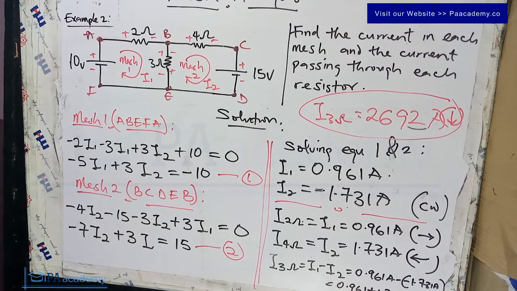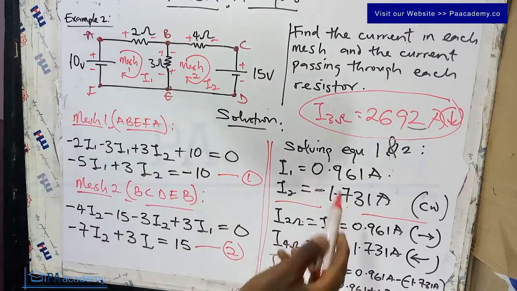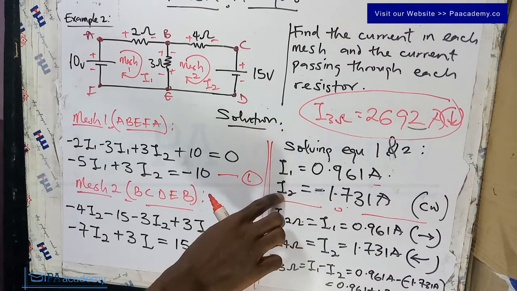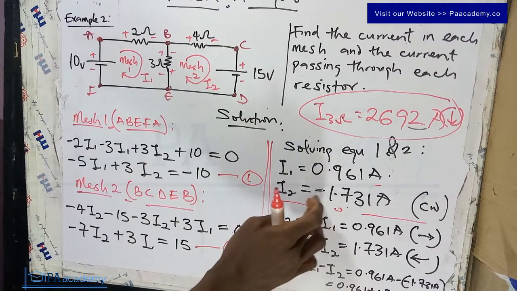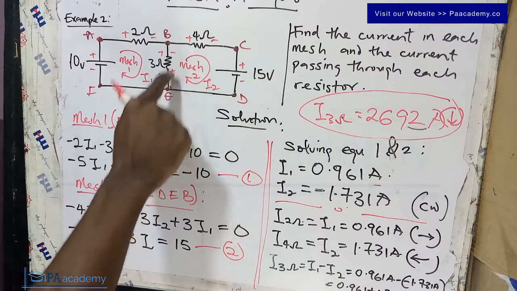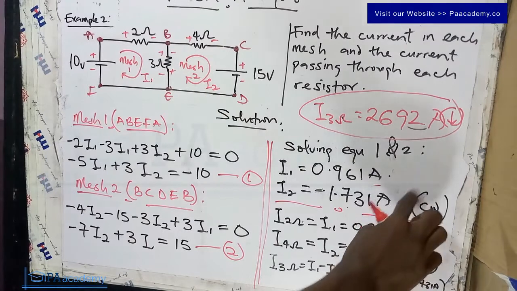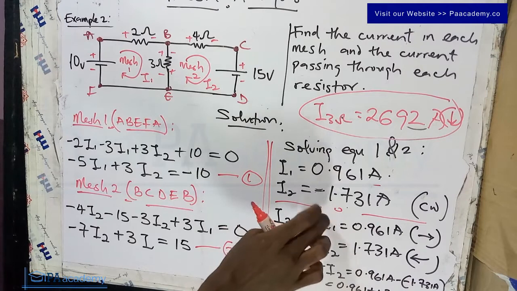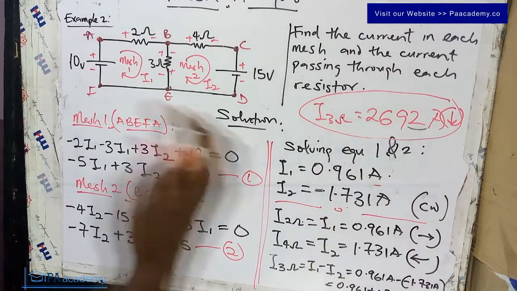So with this, we've been able to calculate the current flowing through mesh 1, which is 0.961 amperes. We've also gotten the current flowing through I2 as minus 1.731 amperes, because we decided to take the calculation in a clockwise direction. That gave us minus 1.731 amperes. That's why I indicated it as in a clockwise direction. But if you want to write I2 without the minus sign, then also indicate that the direction you pick is anti-clockwise.